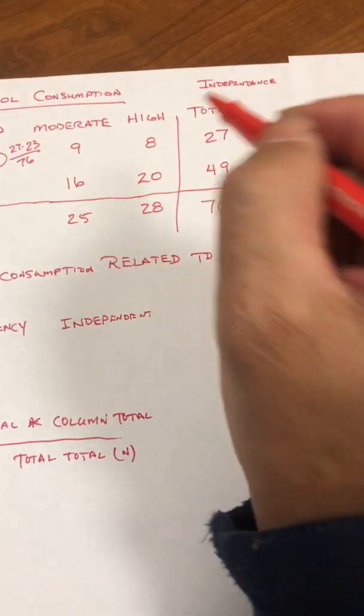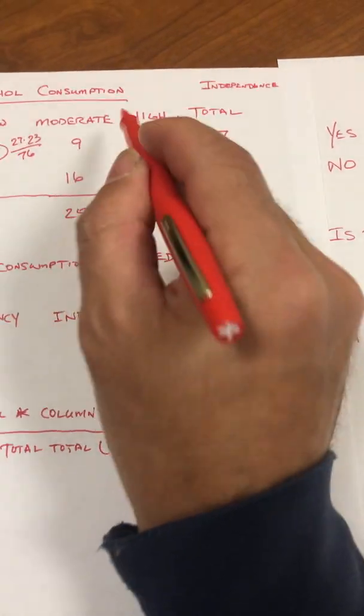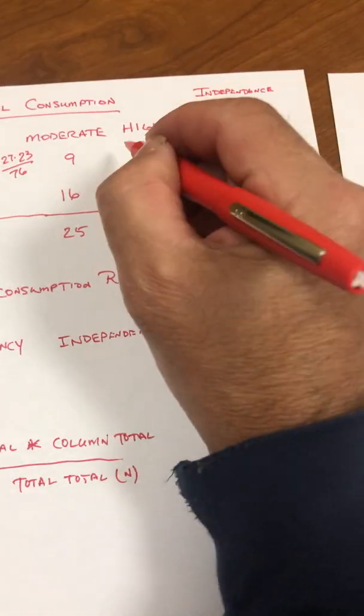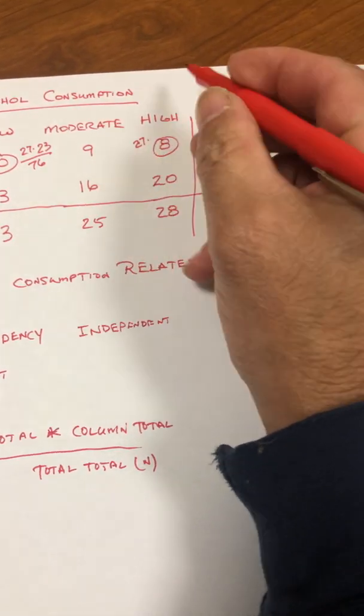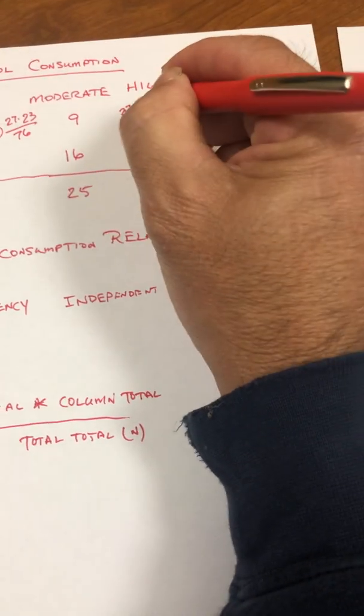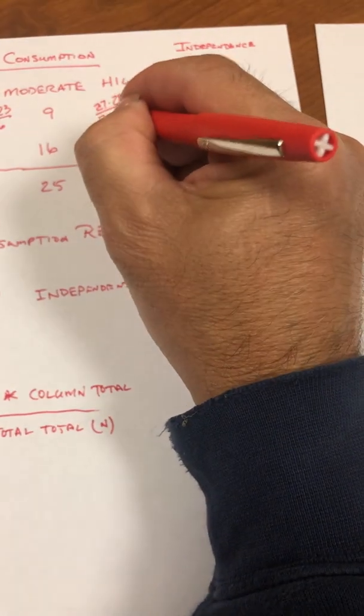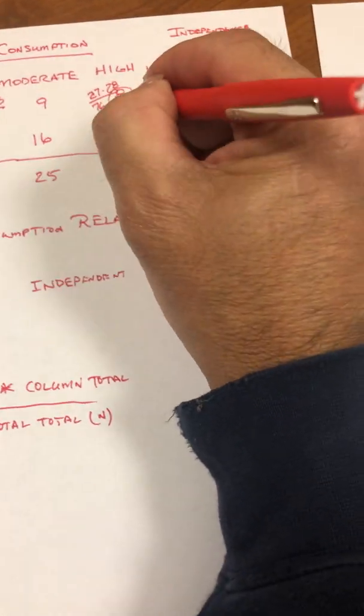I'll do this one. Okay, here I had males with high drinking. Okay, again, row 27. This time the column is 28, and I always divide by the total, 76. And my expectation in this one was 9.9.